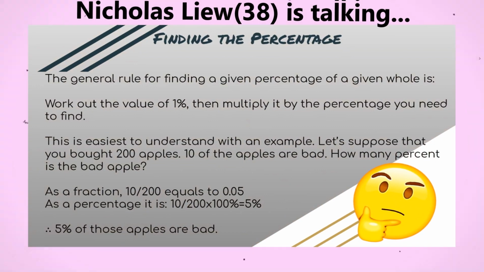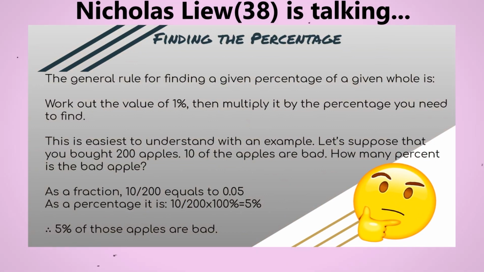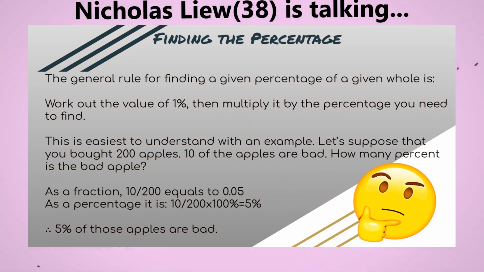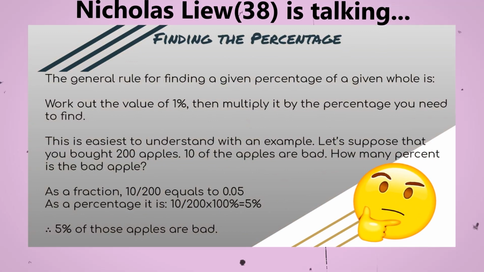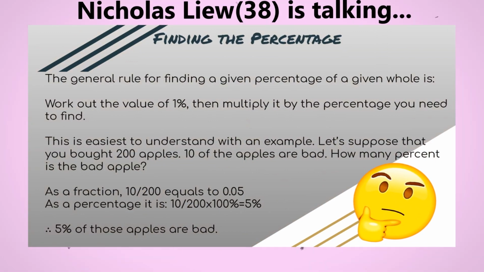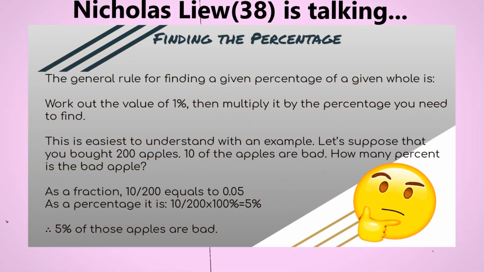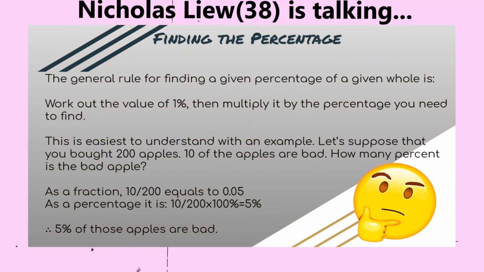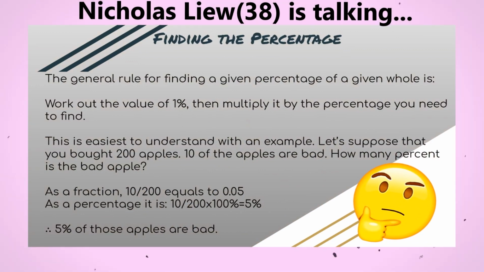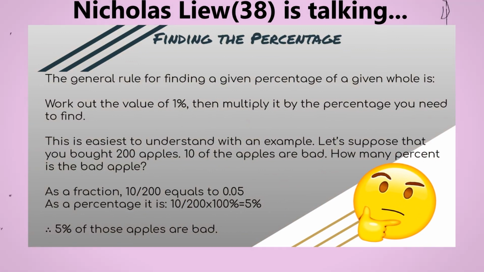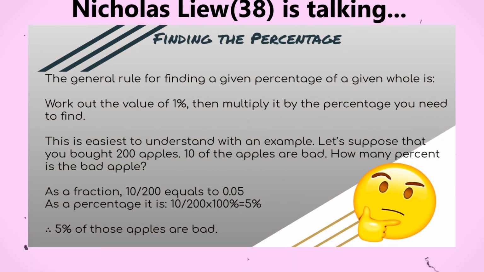then multiply it by the percentage you need to find. This is easiest to understand with an example. Let's suppose that you bought 200 apples. 10 of the apples are bad. How many percent is the bad apple? As a fraction, 10 over 200 equals 0.05. As a percentage, it is 10 over 200 times 100% equals 5%. The conclusion is 5% of those apples are bad.